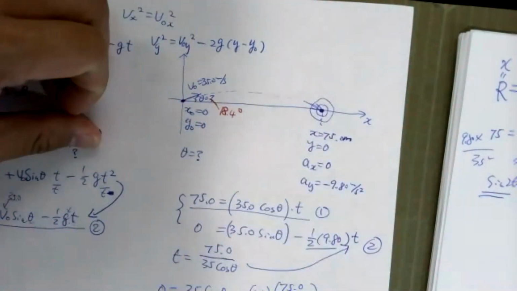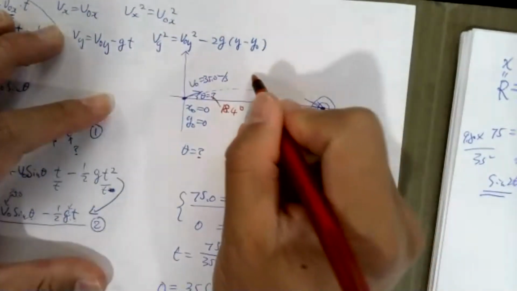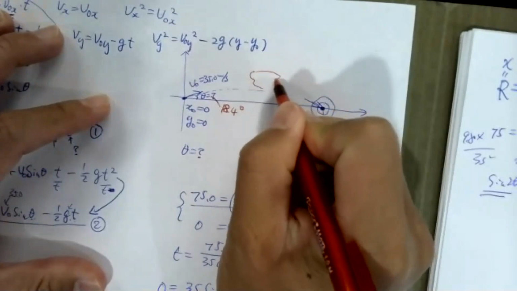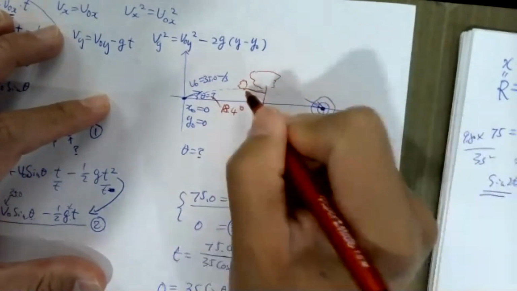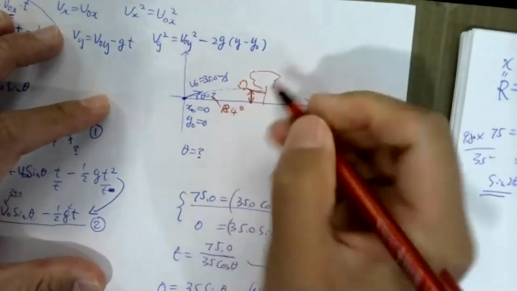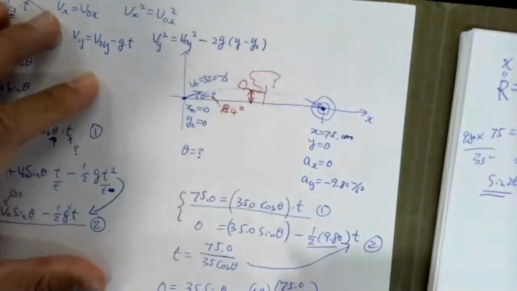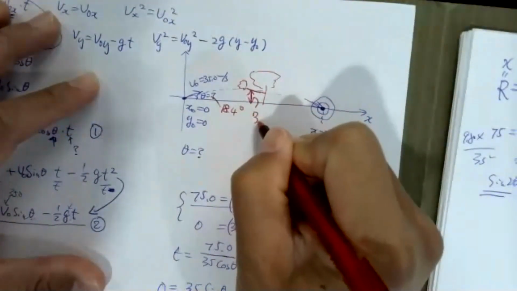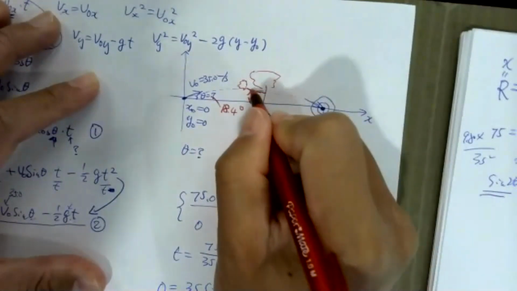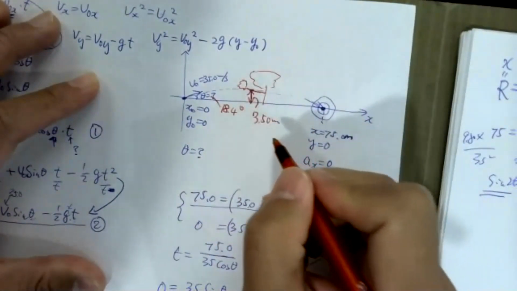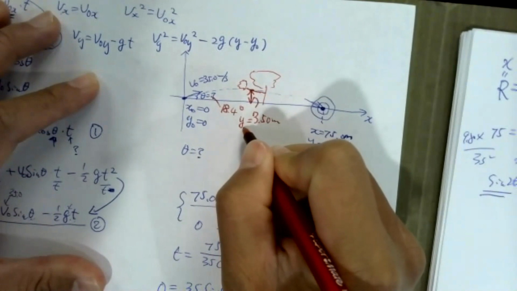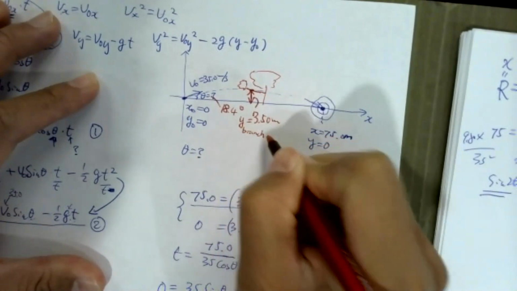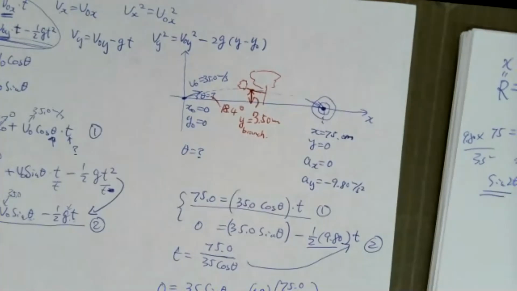Here it's asking if there's a large tree in between. So I'm going to draw a tree here with a horizontal branch. The height of this branch is 3.5 meters, so the y position of the branch is 3.5. Now you want to know if your arrow goes above or under the branch, okay?